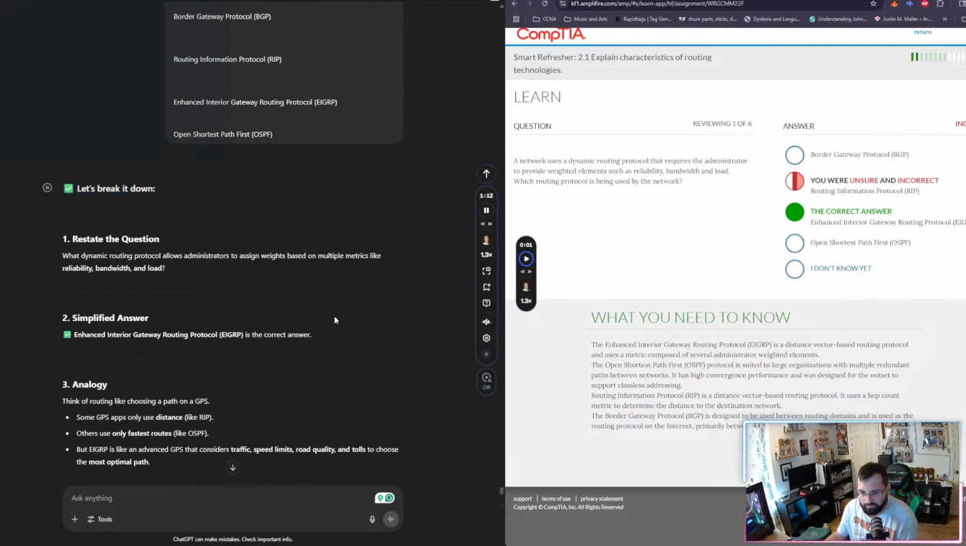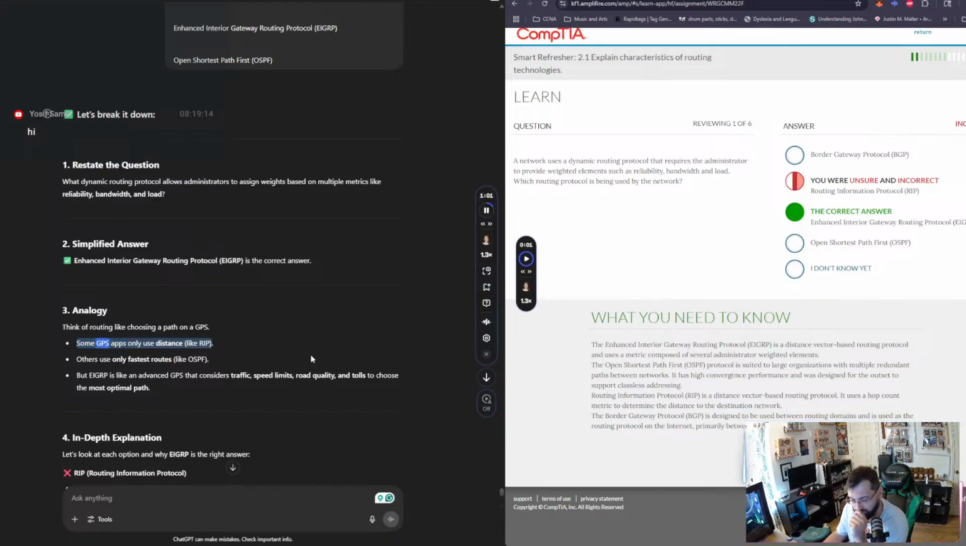Let's break it down. 1. Restate the question. What dynamic routing protocol allows administrators to assign weights based on multiple metrics like reliability, bandwidth, and load? 2. Simplified answer. Enhanced Interior Gateway Routing Protocol, EIGRP, is the correct answer. 3. Analogy. Think of routing like choosing a path on a GPS. Some GPS apps only use distance, like RIP. Others use only fastest routes, like OSPF. But EIGRP is like an advanced GPS that considers traffic, speed limits, road quality, and tolls to choose the most optimal path.